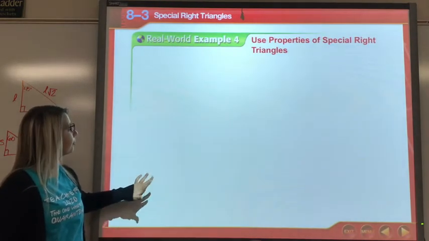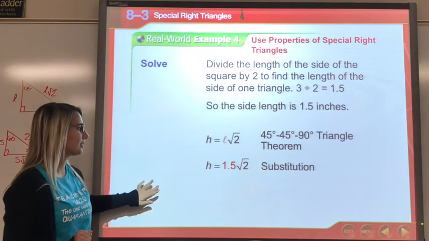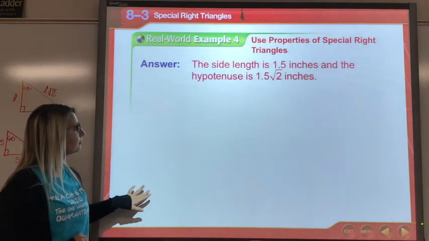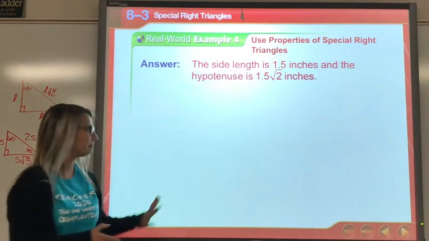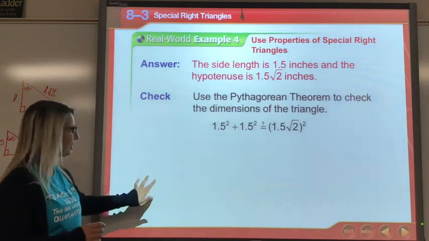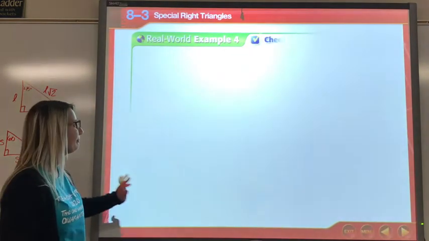And they're going to go through a really long way of solving it, which is exactly what we did. They substituted in that 1.5, and that's what we had. And now they want us to check using the Pythagorean theorem, and it checks out. So we did some good work.